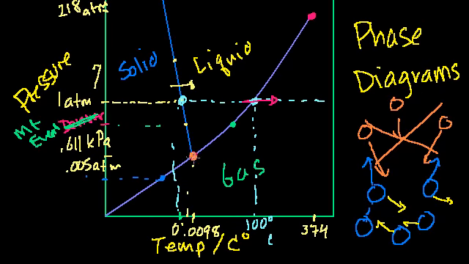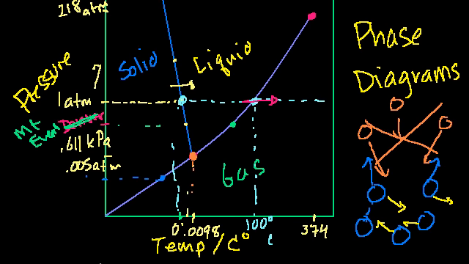It's at a much lower pressure than we're used to dealing with. This is 0.611 kilopascals, or just 611 pascals, which is about 6 thousandths of an atmosphere. So if you go down to about 6 thousandths of an atmosphere and you go a little bit above 0 degrees Celsius, you're at the triple point of water, where water can take on any of these states if you just nudge it one direction or another.